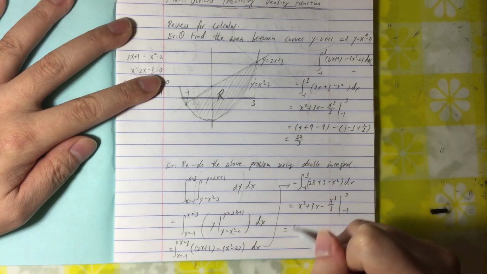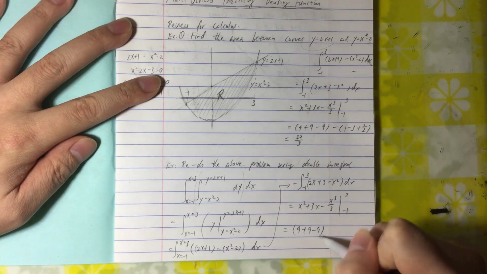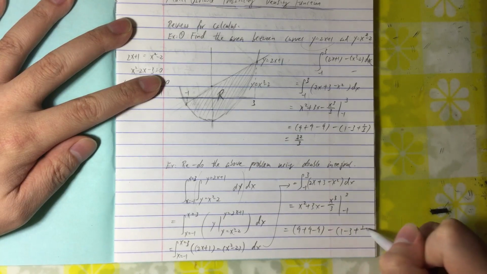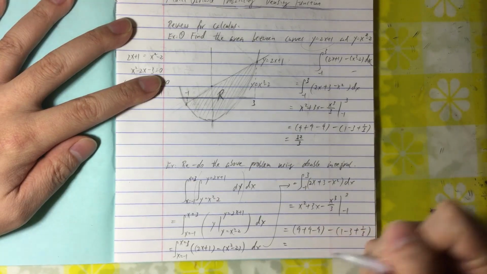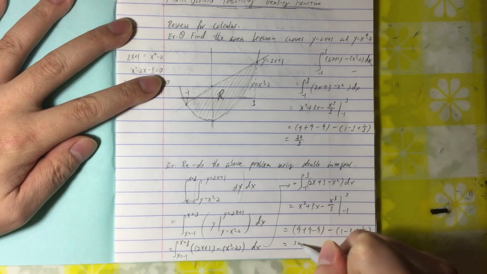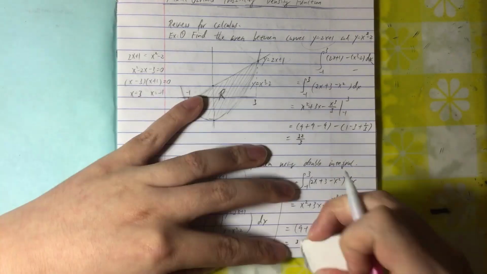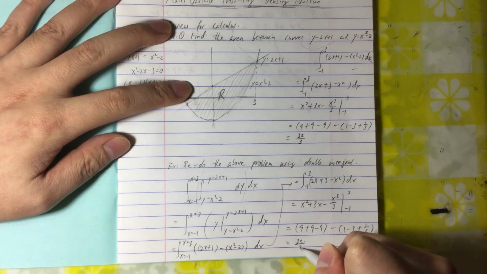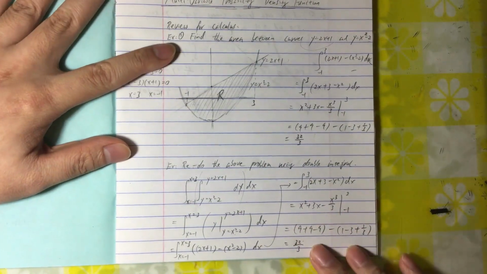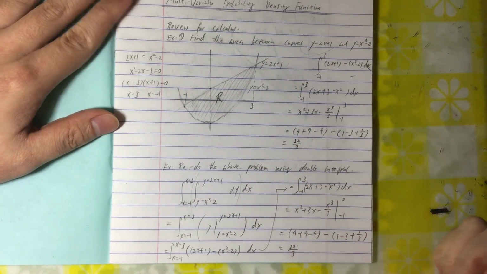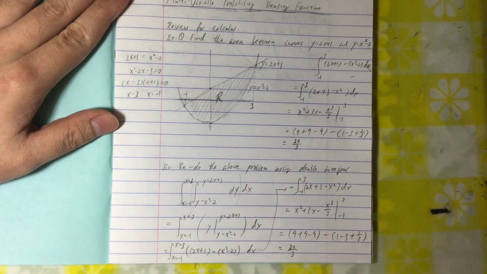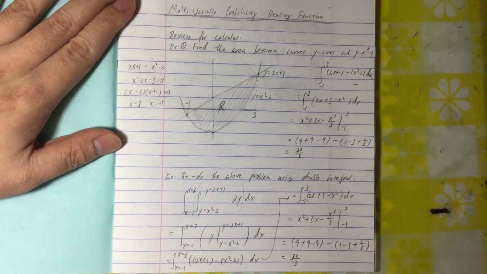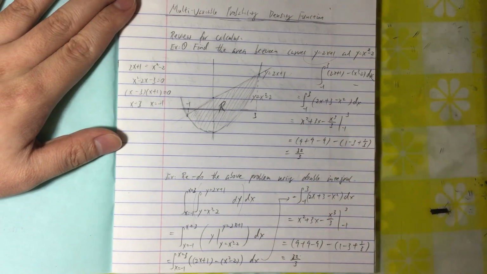If I plug in 3, I get 9 plus 9 minus 9. If I plug in -1, I get 1 minus 3 plus 1/3. Then use a calculator, I get 32 over 3, which is the same answer as we have here. So using a double integral, we get exactly the same answer as using a single integral.